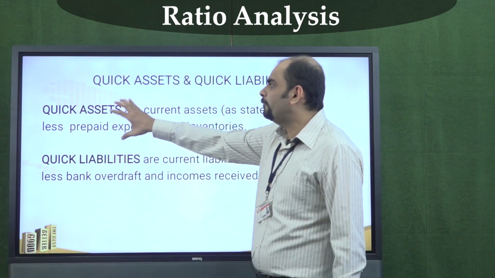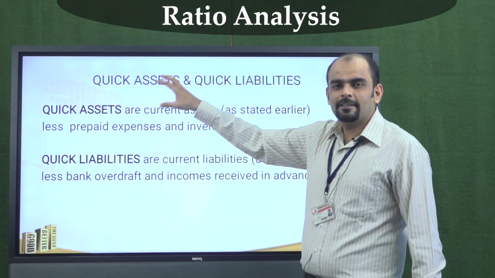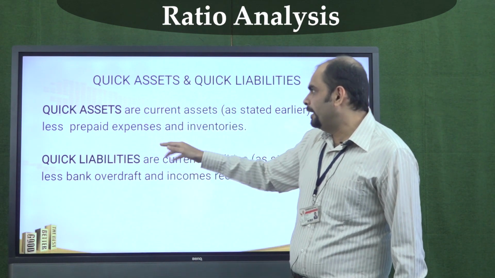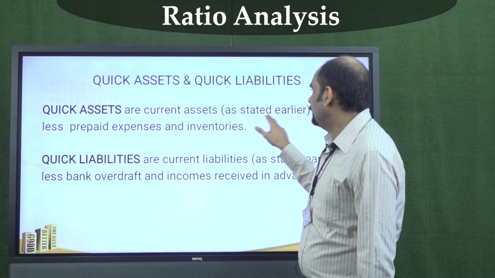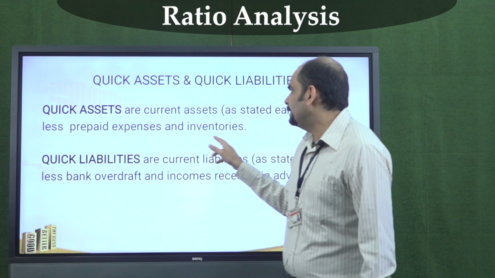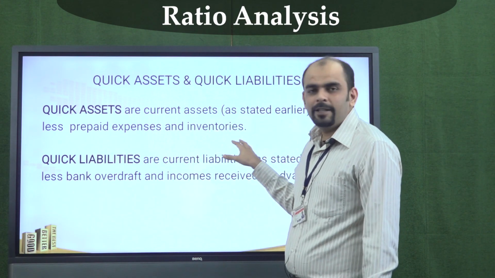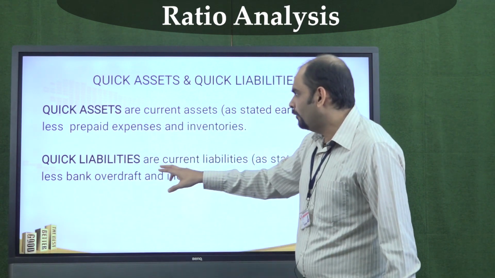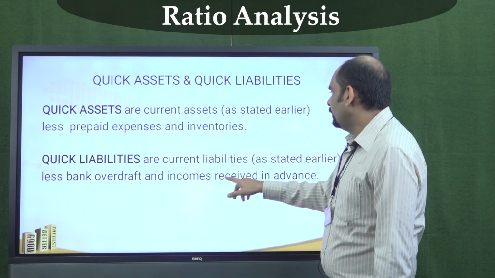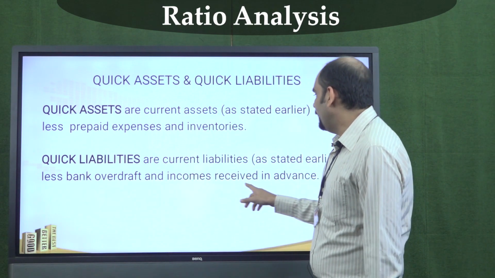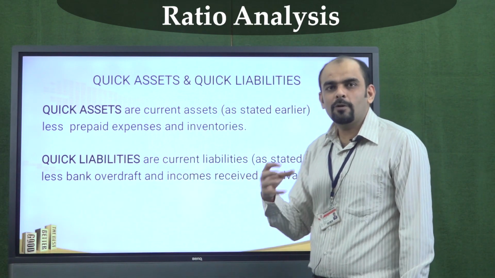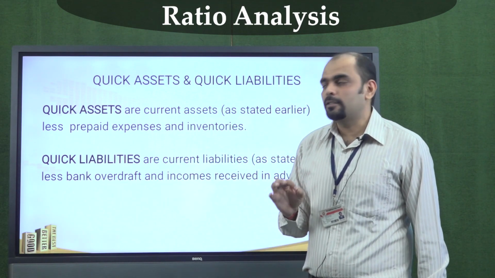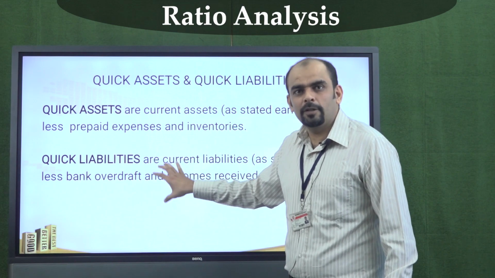So what is the difference between current assets and current liabilities, and quick or liquid assets and liquid liabilities? When you have current assets, you just deduct prepaid expenses and stock related items, that is inventories. So you will get the liquid asset, or you can say quick asset. And for liquid liabilities, you need to deduct bank overdraft and income received in advance, so that you know the exact liability amount, the liabilities which you will be required to pay at urgency. That is the quick liability or liquid liability.